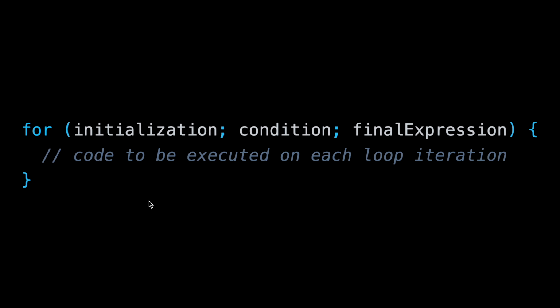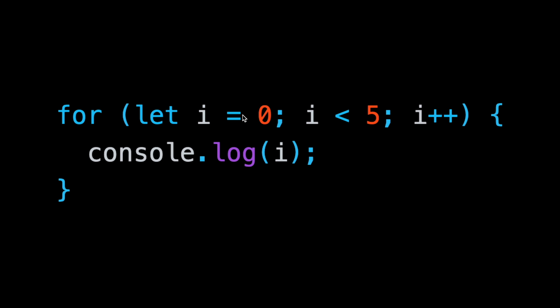And here again is the for loop. Like I already said, in the parentheses we have the initialization, what happens at the beginning where we initialize a variable, we have the condition for when it will break out of the loop, and then what happens, the final expression. So here's another example where we're just going to be logging the numbers 0, 1, 2, 3, 4.